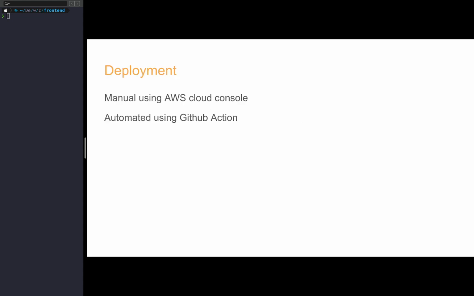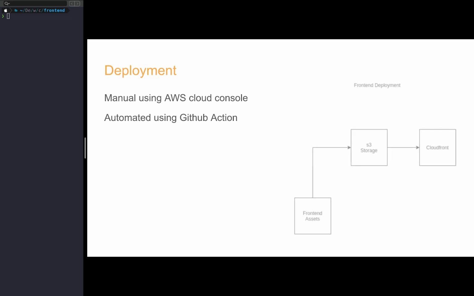So our deployment, first we'll do it manually, by going through the AWS console, creating a bucket, creating a distribution, that is a CloudFront distribution. Then we'll automate that workflow using GitHub Action. GitHub Action is easy, it's convenient, because once you have a GitHub repository, you can easily spin up, add a workflow configuration file, and GitHub Action will run.